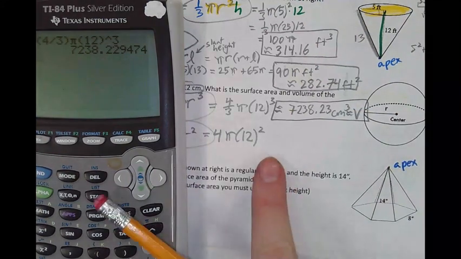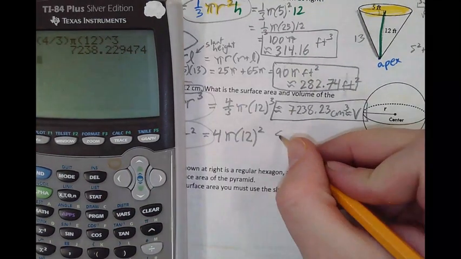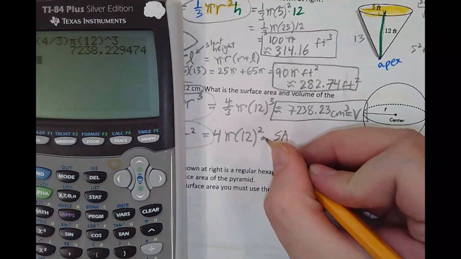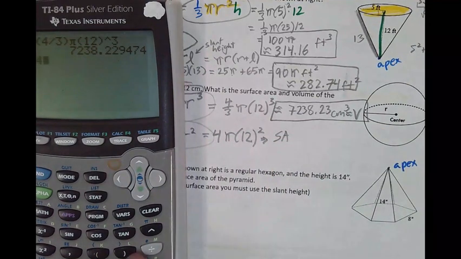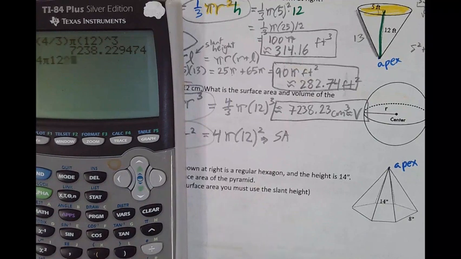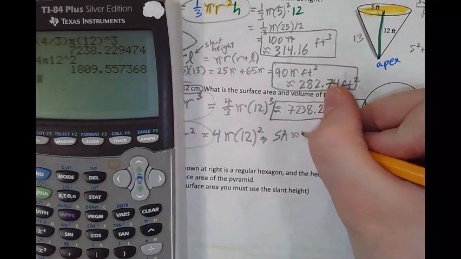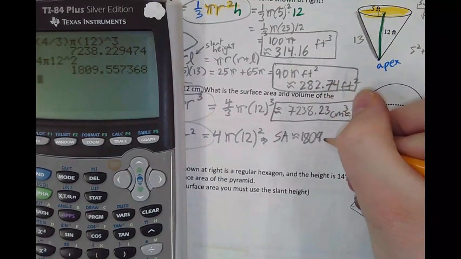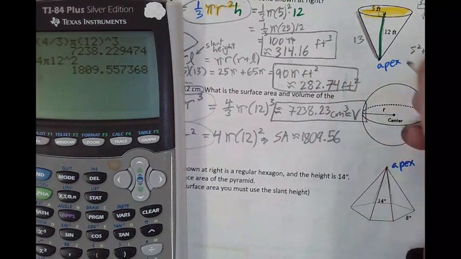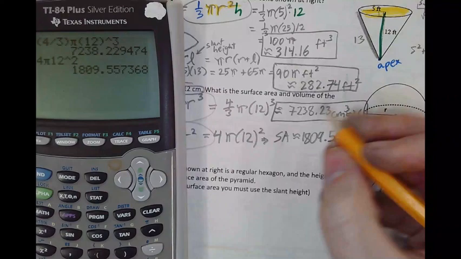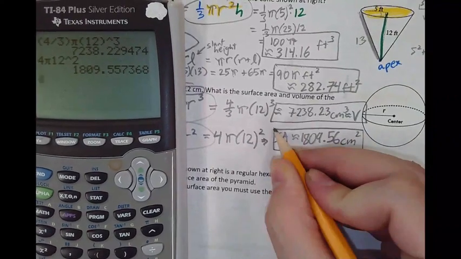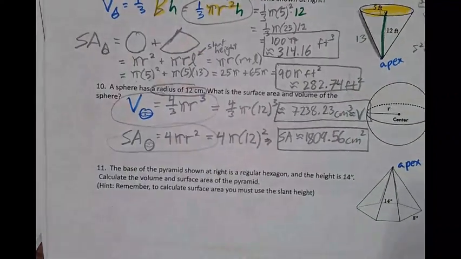And if I use the second for surface area, I will get surface area is 4 times pi times 12 squared. I know that's 144, but I'll just enter 12 squared. And that gives me the surface area is approximately 1809.56 centimeters squared. Bunch of practice problems going on here.